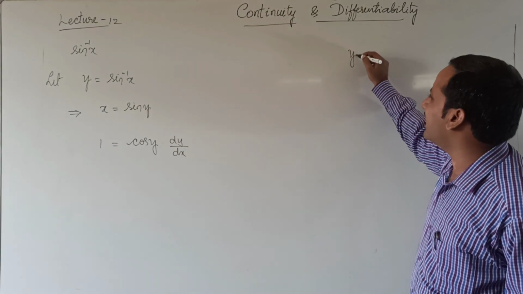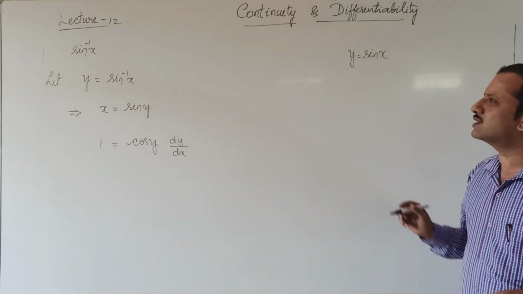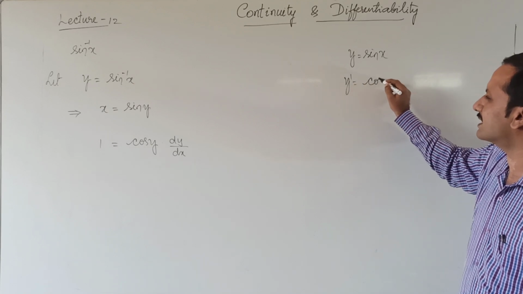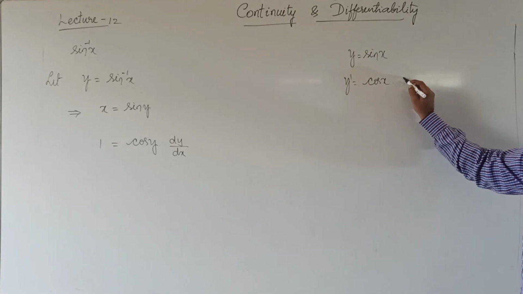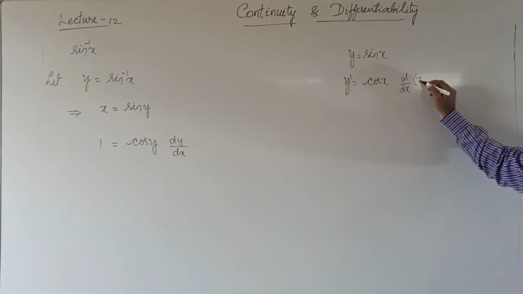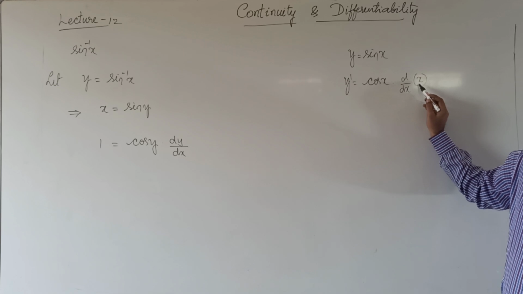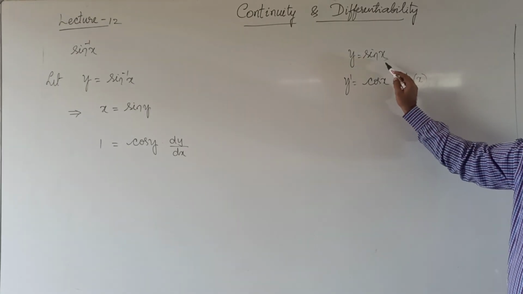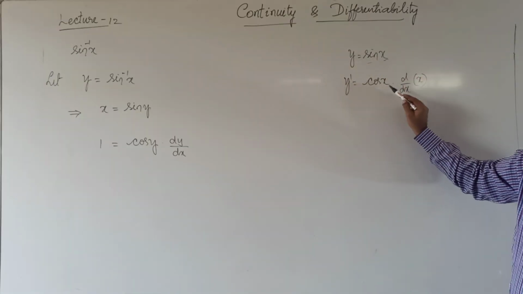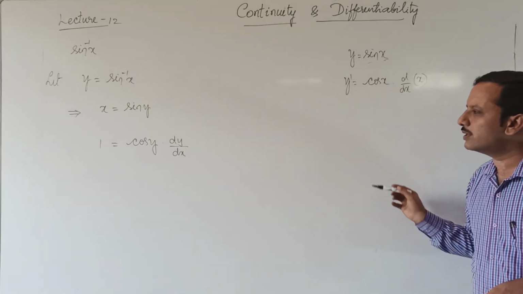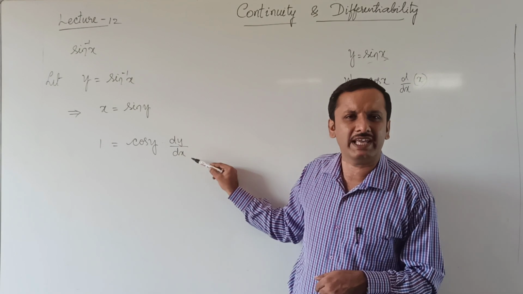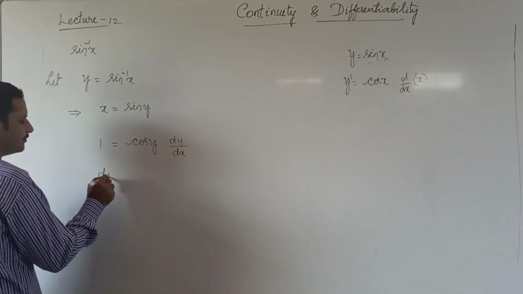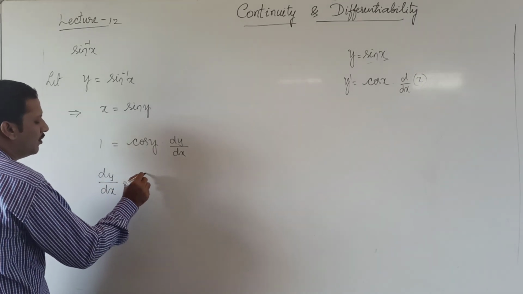Actually, say if you have y is equal to sin x, and if I ask you to differentiate this with respect to x, we will directly write cos x. Actually, it is cos x into dy by dx of x, which means the derivative of x with respect to x. So I am using the chain rule. First we are differentiating the sine, then we are differentiating that x. So from this I can write dy by dx is equal to 1 by cos y.